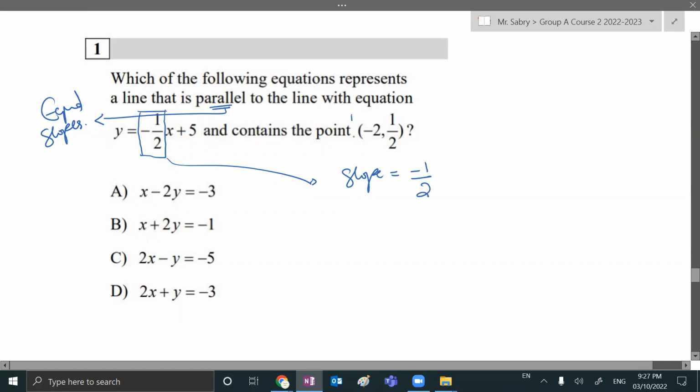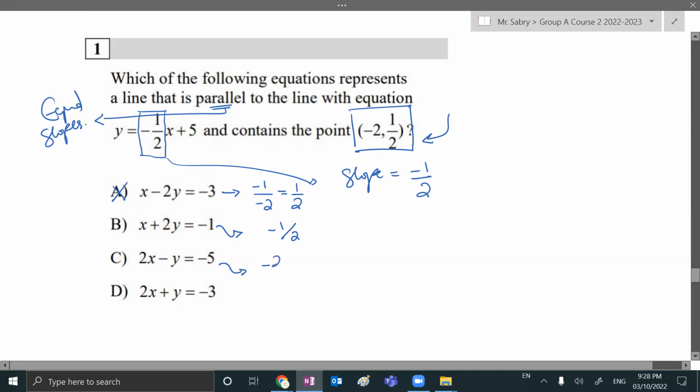Now it also contains the point -2.5. So you'll check first which of the following equations have the slope of -0.5, and then we'll check which have this point as well on that line. So if you check the first choice, it's -1 over the number next to the y, which is -2, and that is 1 over 2. So that's incorrect. But if you check B, it's -1 over the number next to the x, which is 2. So that's the same slope as the one that I want.